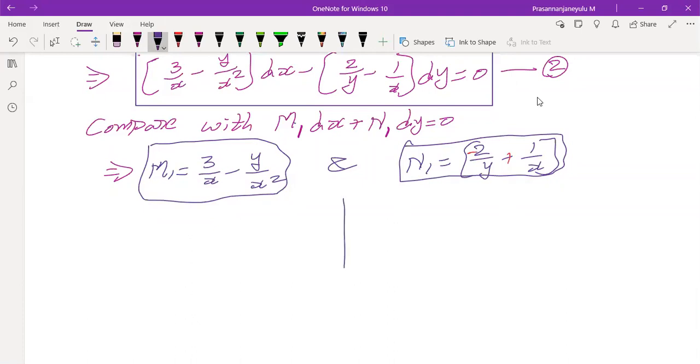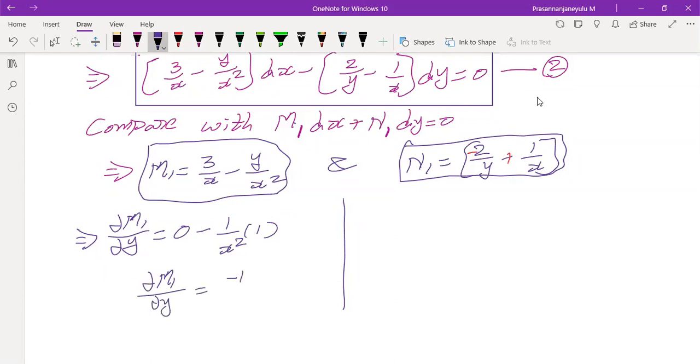Now we need to find dou M1 by dou y, the partial derivative of M1 with respect to y. While doing partial differentiation of M1 with respect to y, treat x as constant. 3 by x is constant, and the differentiation of a constant is 0. Minus 1 by x square is constant, and differentiation of y with respect to y is 1. So dou M1 by dou y equals minus 1 by x square.